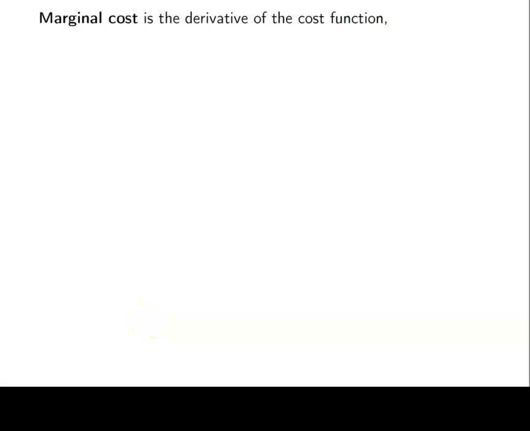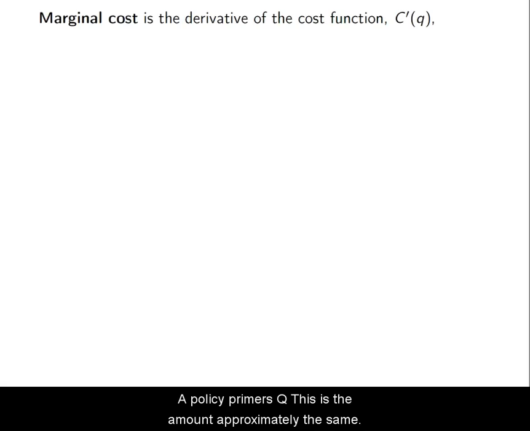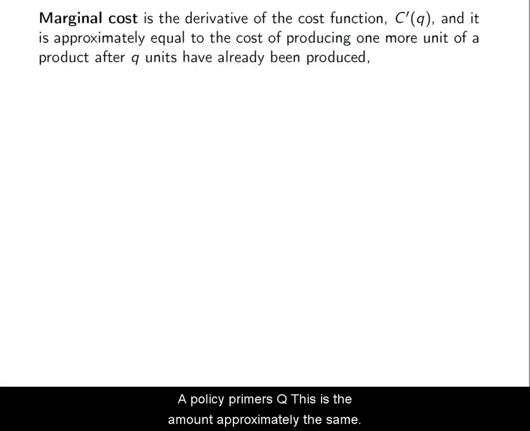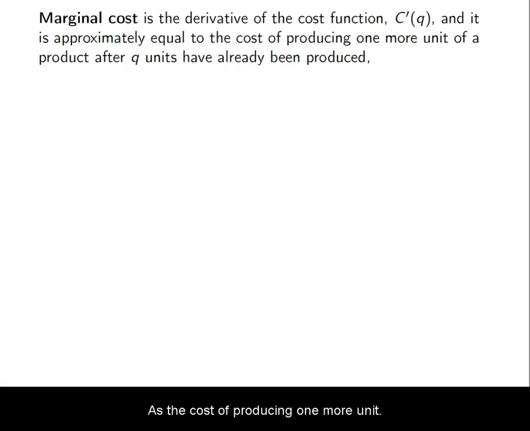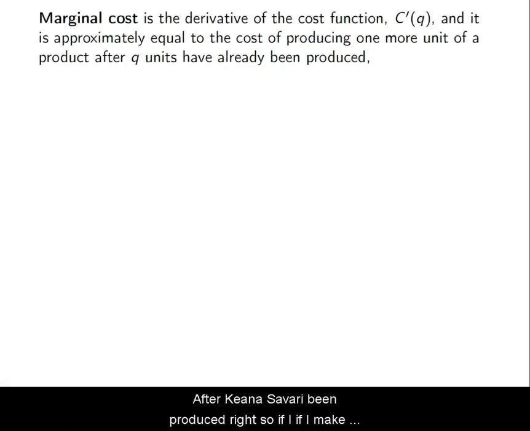Marginal cost is the derivative of the cost function. We call this C prime of Q. This is approximately the cost of producing one more unit of a product after Q units have already been produced. So if I make 100 cupcakes, my marginal cost will tell me how much it costs for me to make just one more cupcake. If I've already made 100 and I want to make my 101st, how much is that one extra going to cost me?